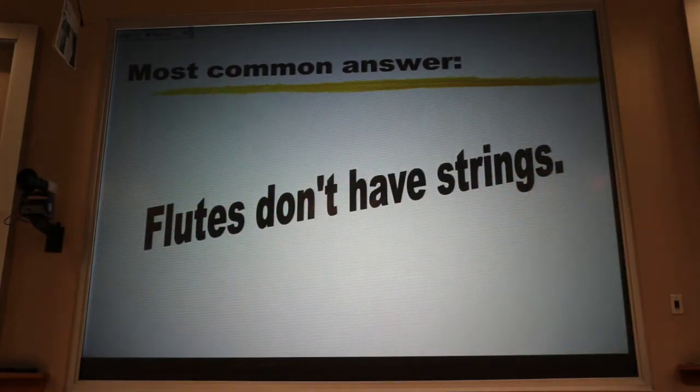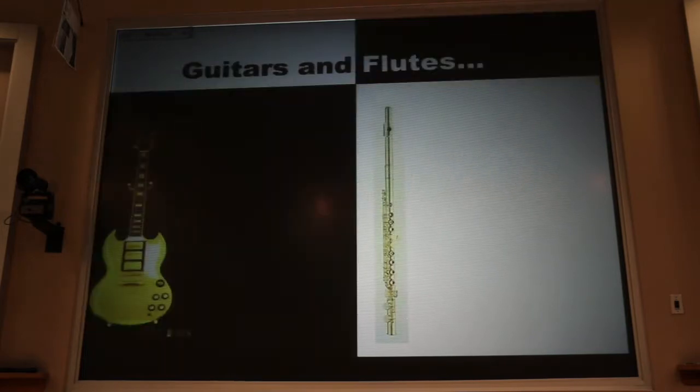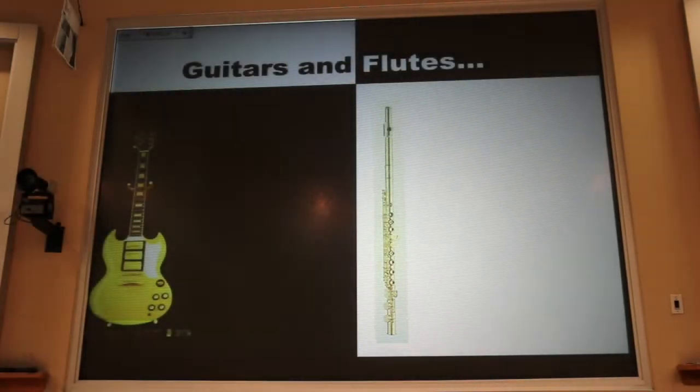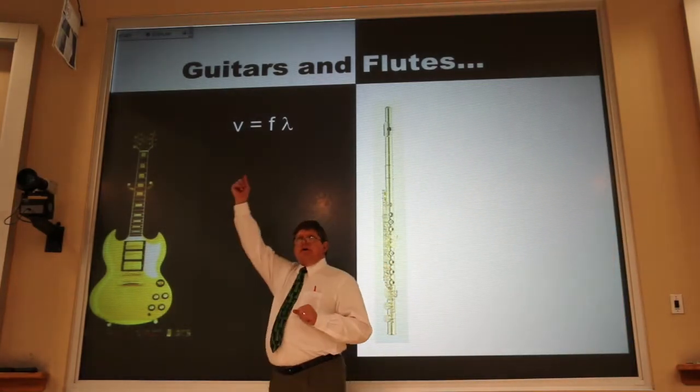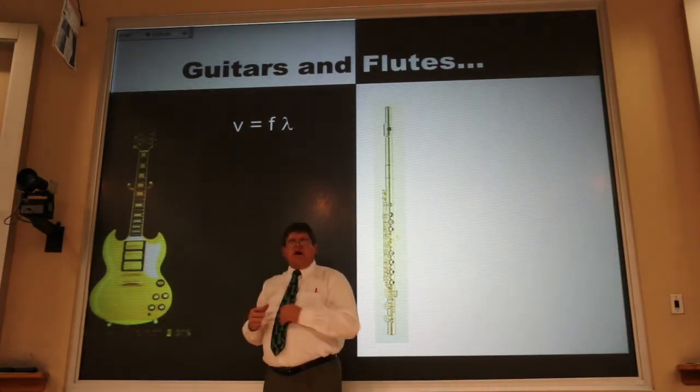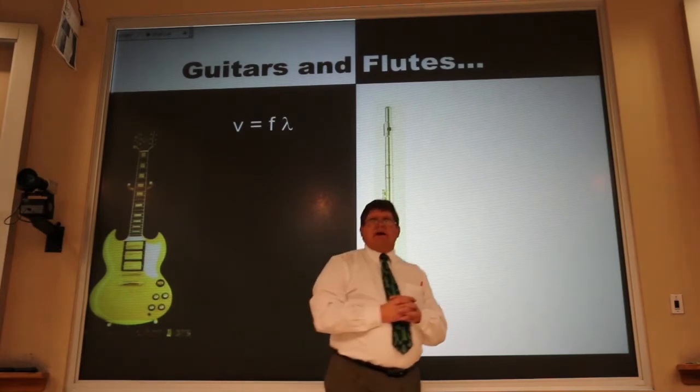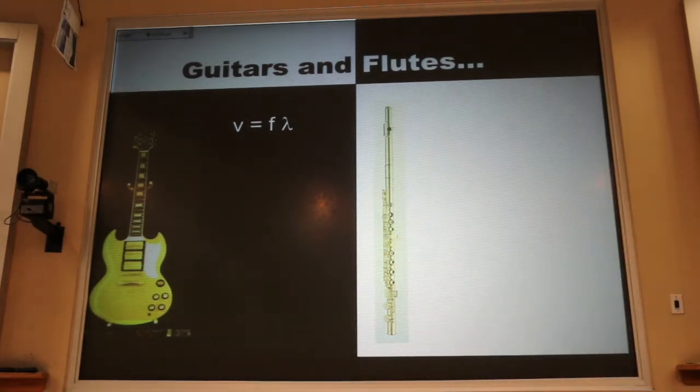Flutes don't have strings. This is what we were looking for. Regardless of whether the wave is a transverse wave on a guitar string or a longitudinal wave in a flute, it has to obey the wave equation. Now, tuning means changing the frequency, making the frequency bigger or higher, or smaller, lower, changing the pitch. Now, we have to ask ourselves, in that equation, what can we do to change f?